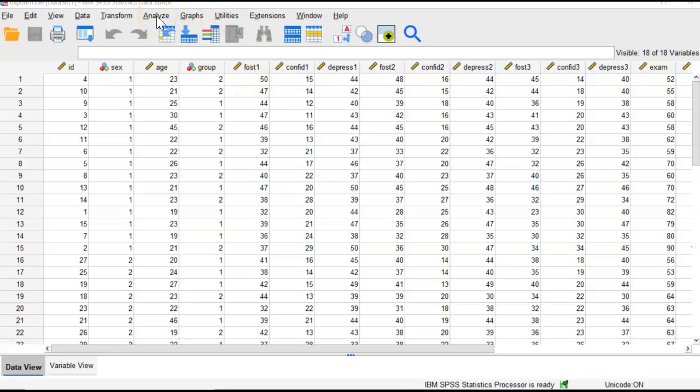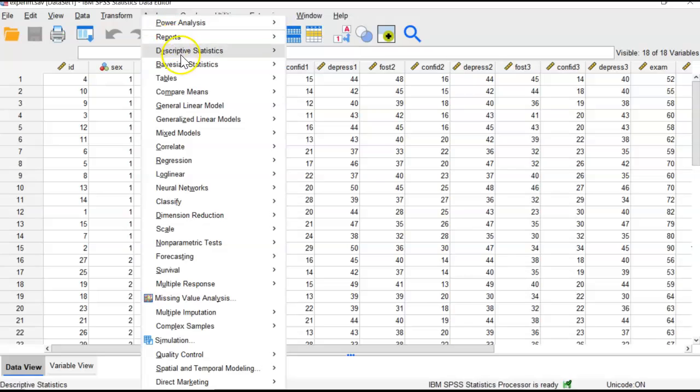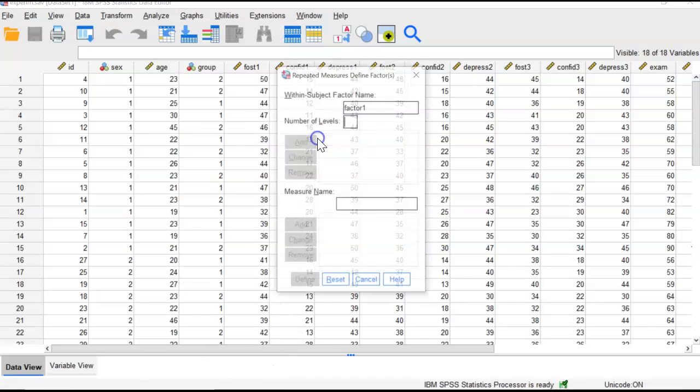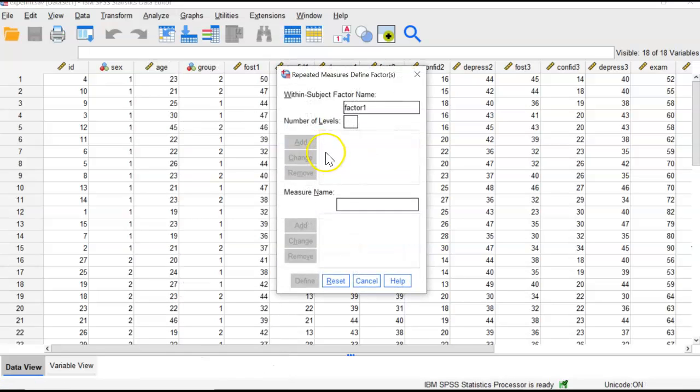And to run the test, and you can follow along with Pallant's instructions, you go to Analyze, and General Linear Model, rather, and Repeated Measures. Now, I have always found this dialog box to be super confusing. Essentially, what you're going to do is to say, I'm comparing over time. I'm looking at scores over time. So the within subject factor is essentially time.